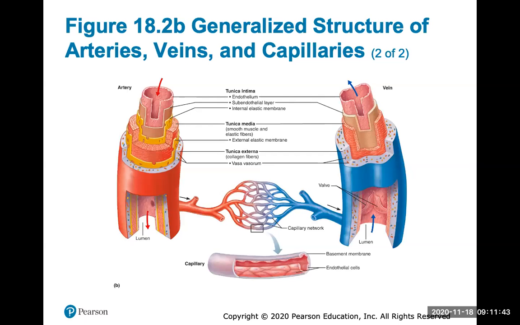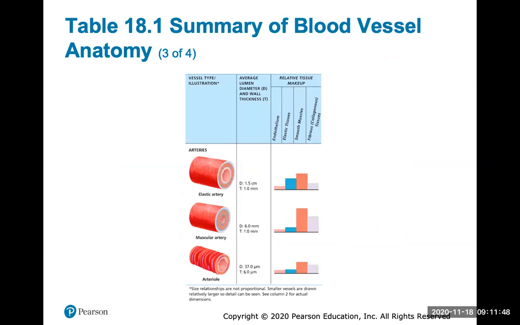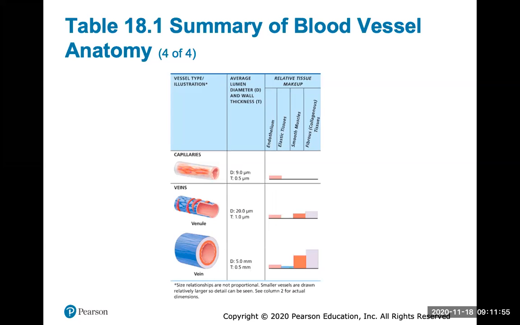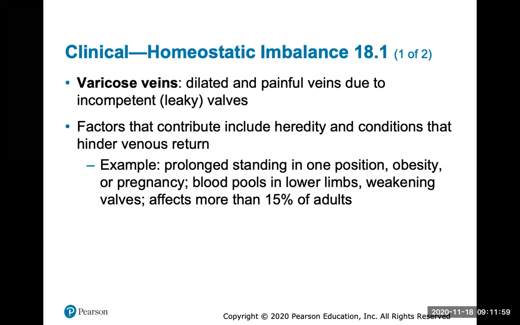So, again, another comparison of an artery and a vein with their walls. Another summary of blood vessel anatomy, looking at arteries and their walls and veins and their different types of walls. Some homeostatic imbalances. Varicose veins are when you have dilated and painful veins due to an incompetent valve, which is a leaky valve. Factors that could contribute to this are prolonged standing, obesity, pregnancy. Blood will pool in the lower limbs and weakens the valves.